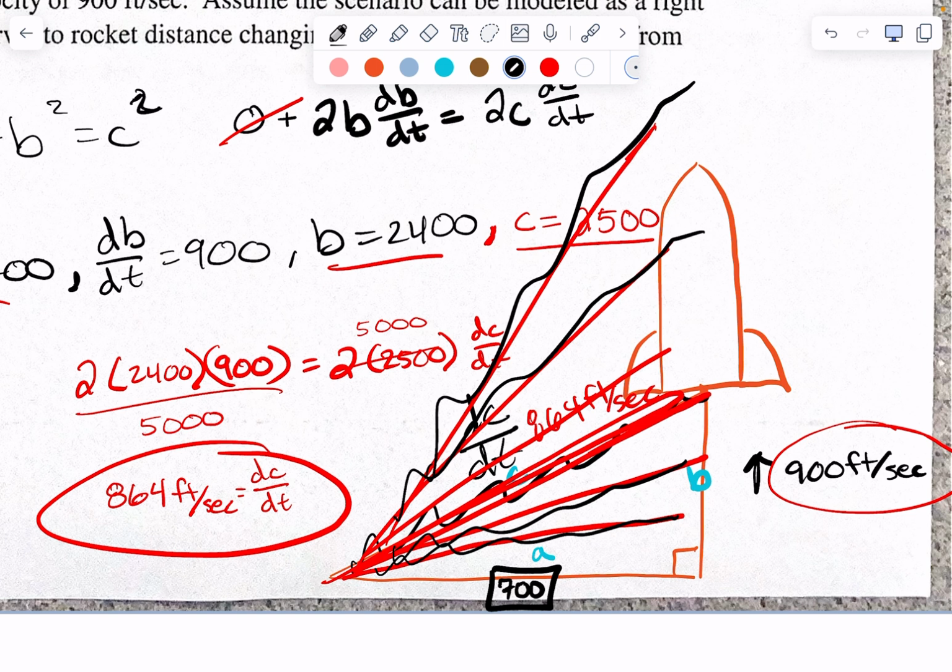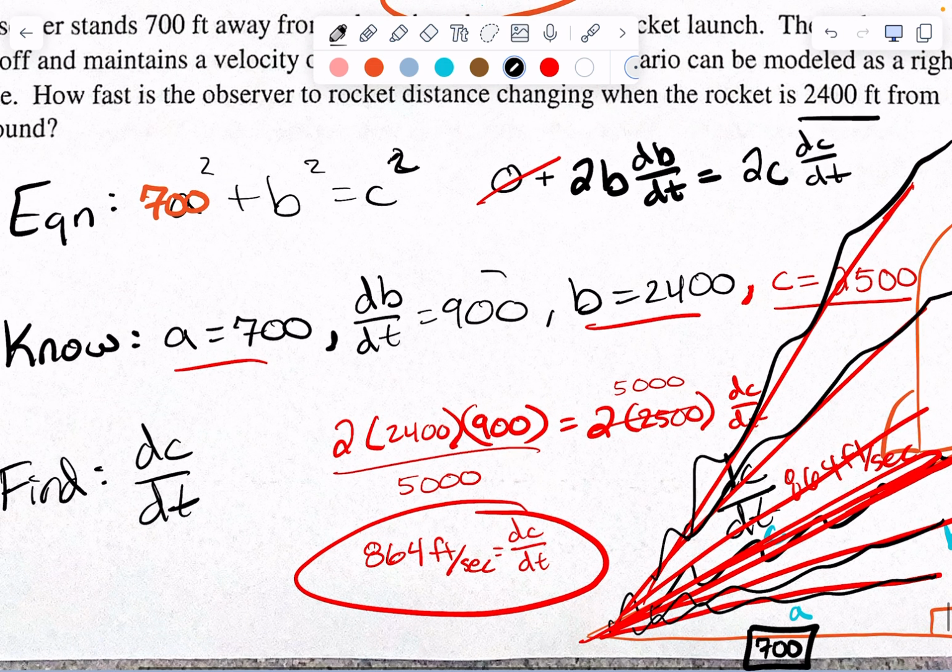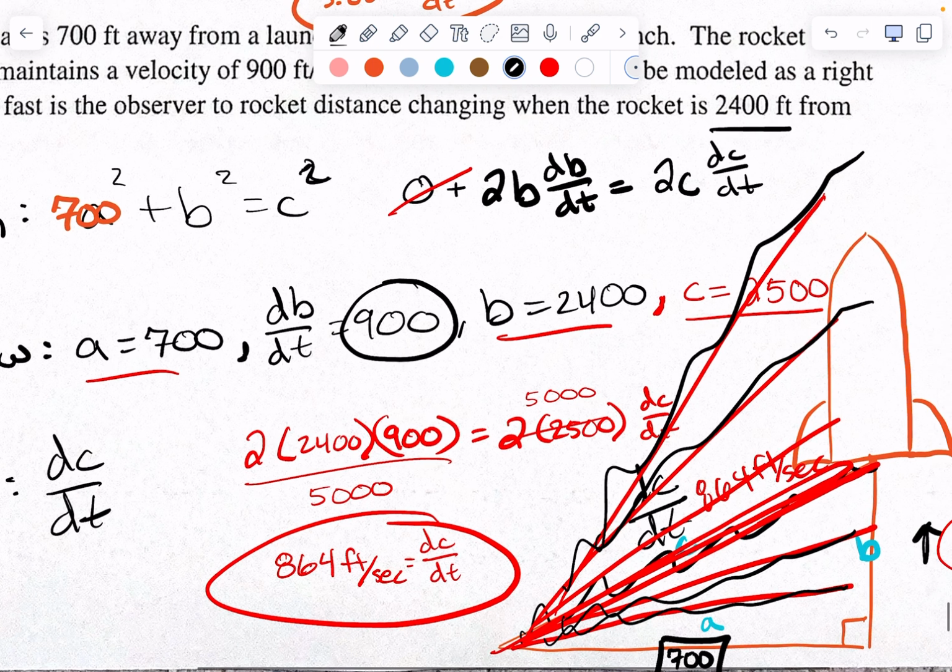Well, can't we solve for it? Just use derivatives and plug in another number, right? Yeah, plug in a different value. It's going to stay 900 no matter what. Where's your dB/dt equation? So let's do a smaller number. Just do 7, 24, 25 for A, B, and C instead of 700, 2,400, 2,500.